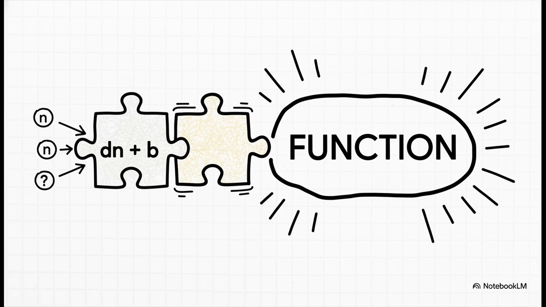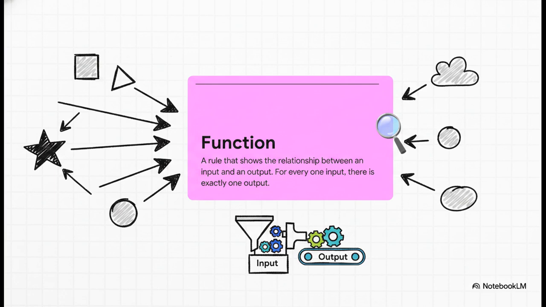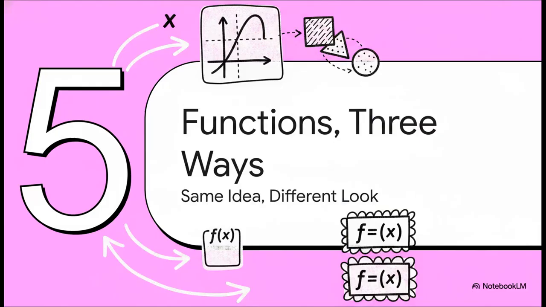In our sequences, the input is the position number n, and the output is the value of the term itself. Honestly, the best way to picture a function is like a machine. You put a number on one side, the input, which we often call x, the machine does something to it based on a rule, and a new number comes out the other side, the output, or y. And here's the key thing about functions. For every one input you put in, you get exactly one output. The machine is reliable. If you put a 5 in, you'll always get the same thing out. It's not a guessing game. It's a predictable rule.